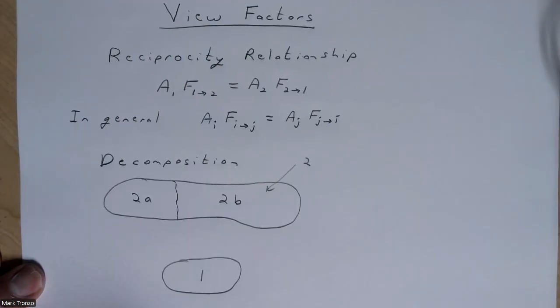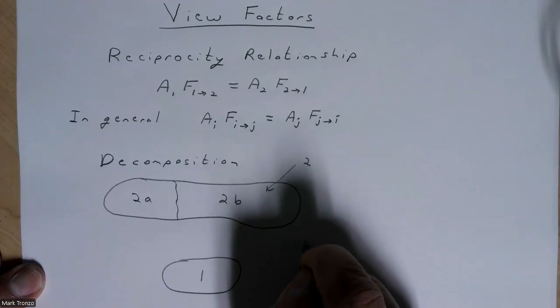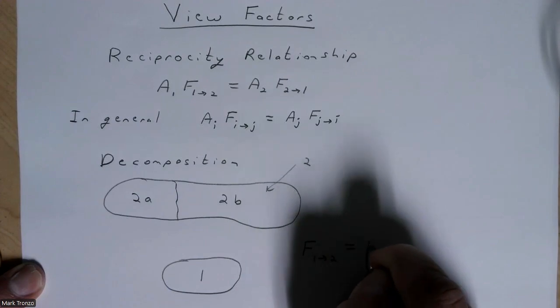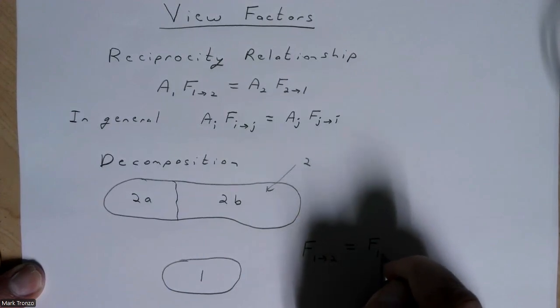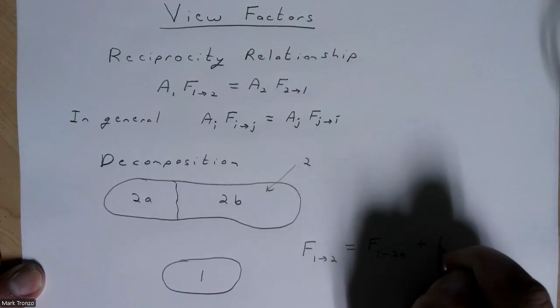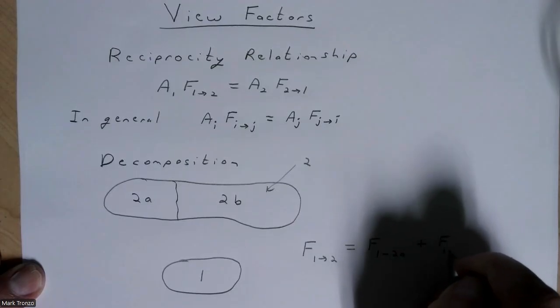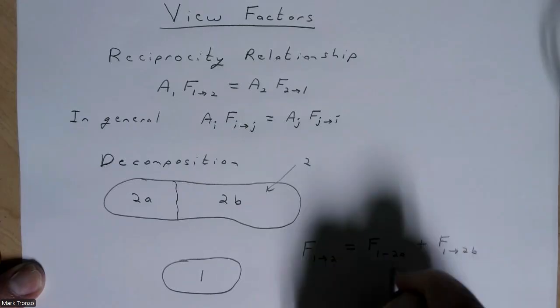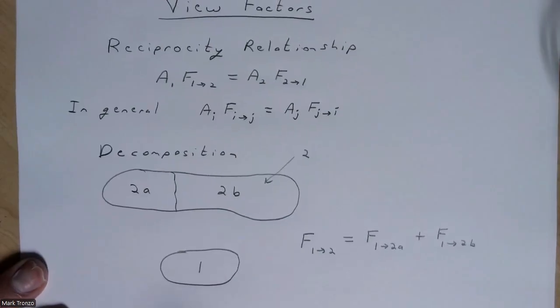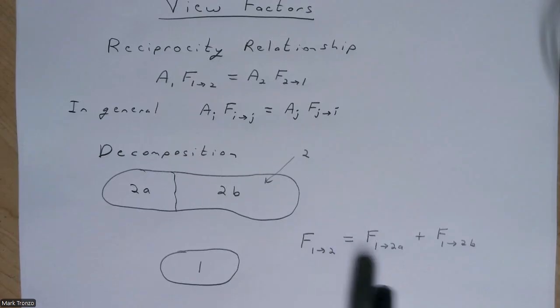And decomposition says that the view factor from 1 to 2 is going to be equal to the view factor from 1 to 2A plus the view factor from 1 to 2B, like this. That's an important relationship. That, along with the reciprocity relationship, can often help us to solve problems in which we know a couple of the view factors, but not the other one.